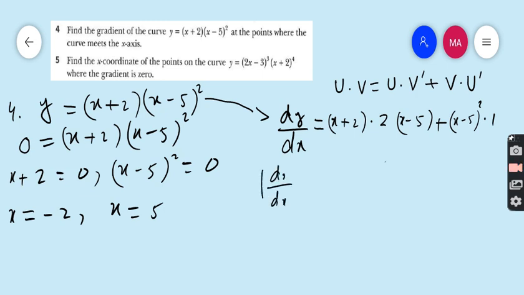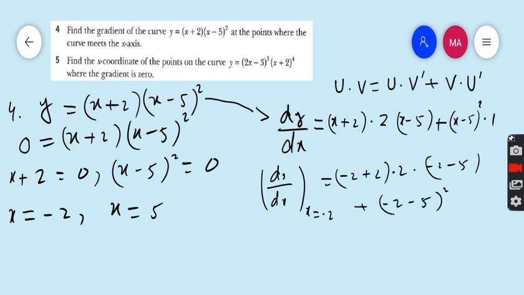dy by dx at x equals minus 2. So (minus 2 plus 2) into 2 into (minus 2 minus 5) plus (minus 2 minus 5) whole square dot 1. Minus 2 plus 2 is 0 and the whole of this thing is 0 because something multiplied by 0 is always 0. Plus minus 2 minus 5 is minus 7. Minus 7 square is 49. So the first value of the gradient is 49.